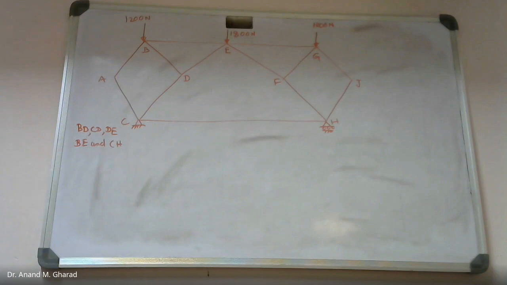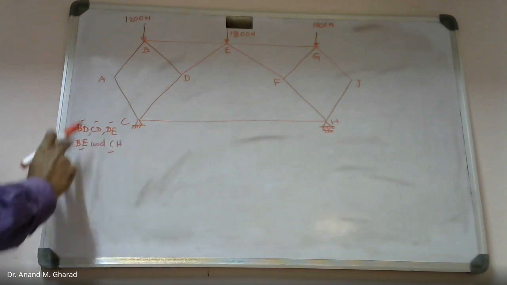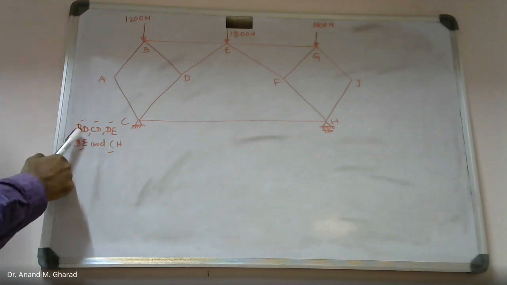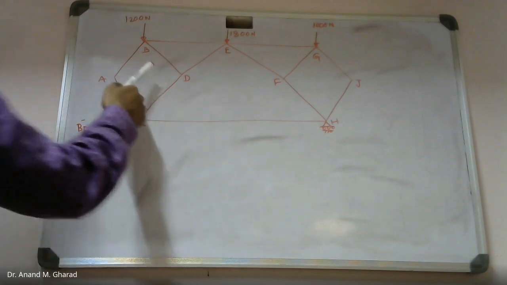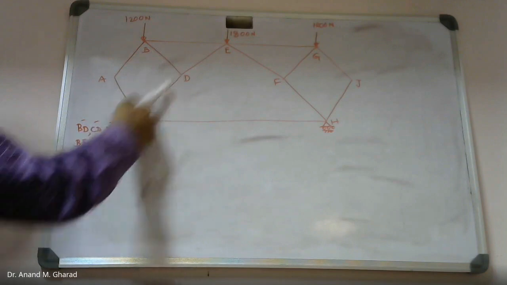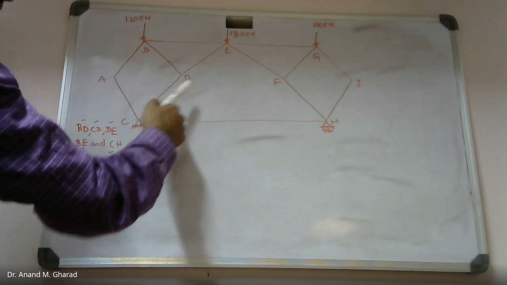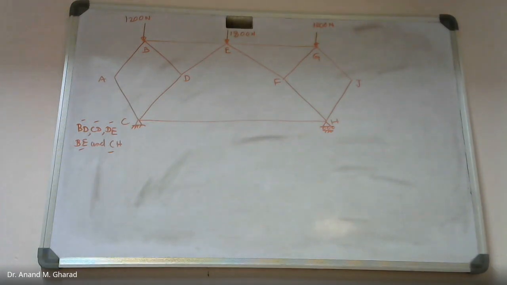How many unknown forces are you supposed to identify? BD, CD, DE, BE, and CH. That is 5. Before proceeding, just try to identify where you find these members. These members are over here: BD, this is CD, then DE and CH.